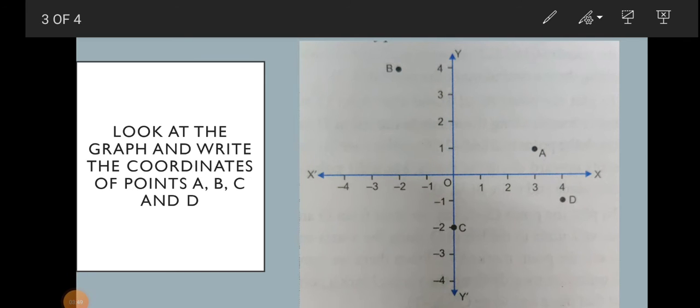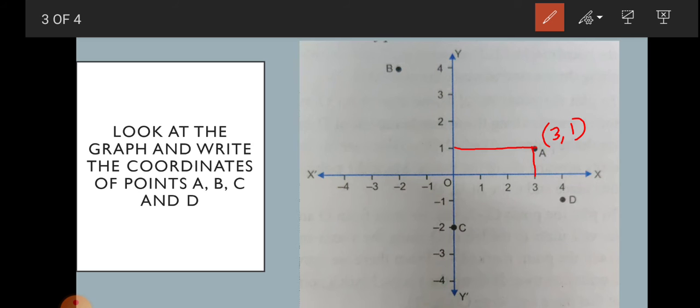Now look at the graph and write the coordinates of points A, B, C and D. To find the coordinates of point A, draw the perpendicular from point A to the x-axis and to the y-axis. Now for point A, the x coordinate is 3 and the y coordinate is 1. So point A is (3, 1).